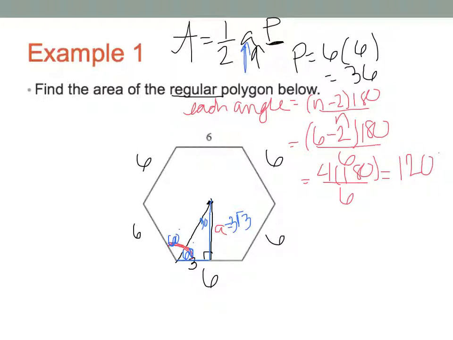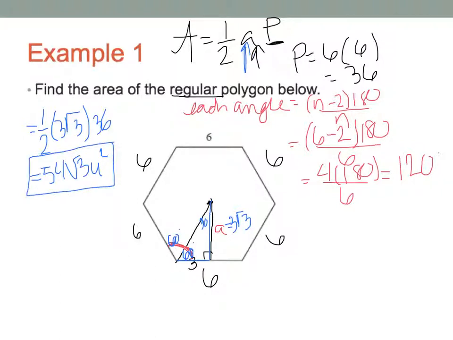Let's do that over here. Area equals 1/2 my apothem times my perimeter. And as I simplify this, I would get 54 root 3 units squared for my area. Now I know you're not comfortable with finding it with just the root 3 in there, so you're more than welcome to approximate with the decimal value. Thanks, guys.